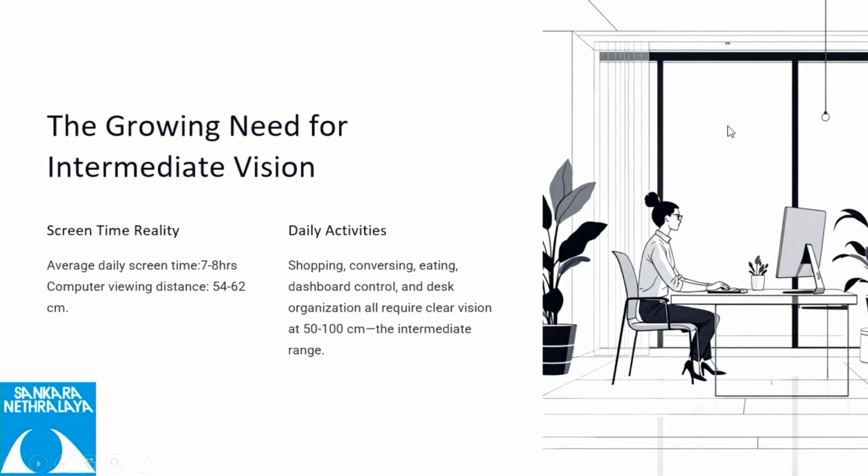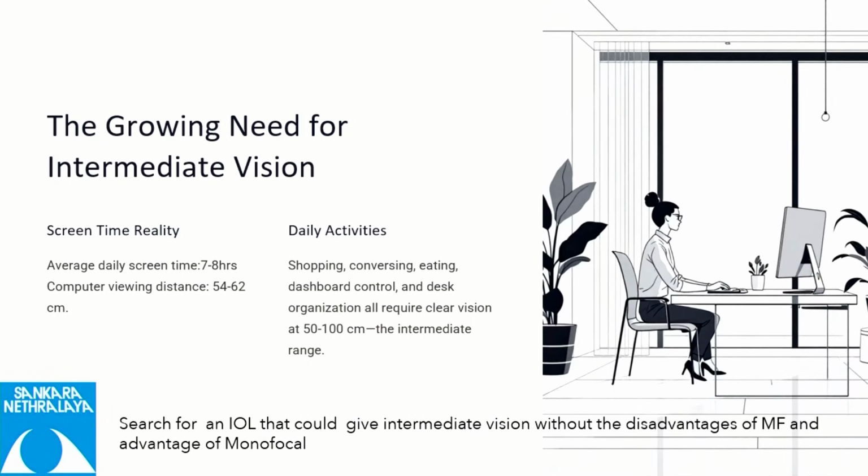Having said that, there is a growing need for intermediate vision. We all know that the screen time these days is 7 to 8 hours. Computers are typically at 50 to 60 centimeters. Most of our daily activities like shopping, eating, dashboard control, desk organization, all that is at this intermediate distance range. So that led to the search for an IOL that could give us an intermediate vision without the disadvantage of multifocal, but with all the advantages of monofocal.